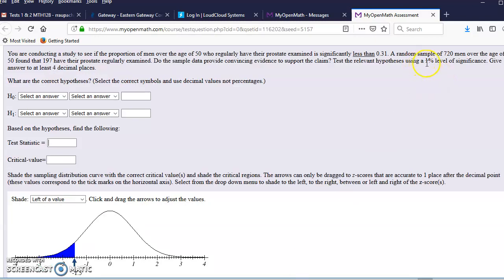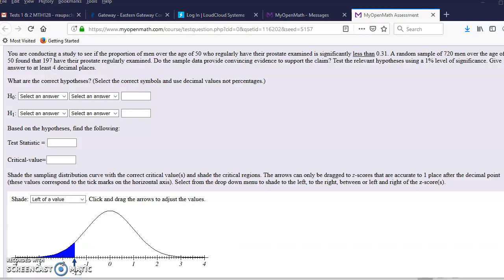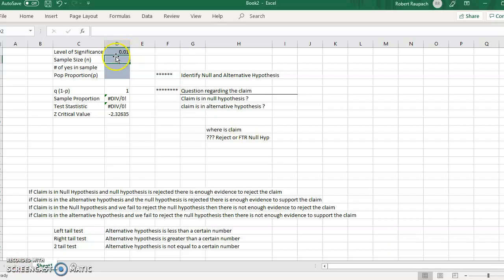Let's use a 0.1 level of significance. So this is going to be 0.01. Okay, sample size was how much? How many samples? 720. 720. And how many said yes?